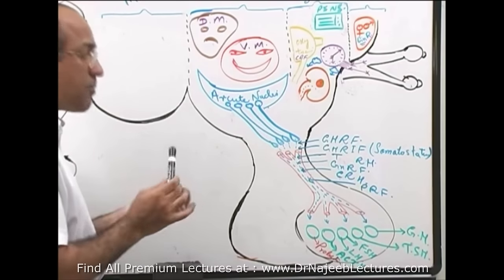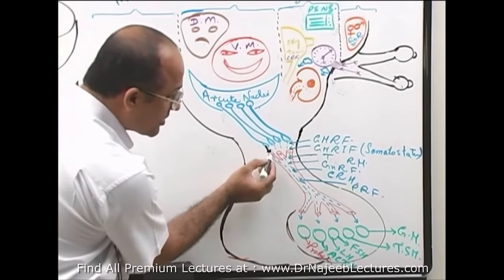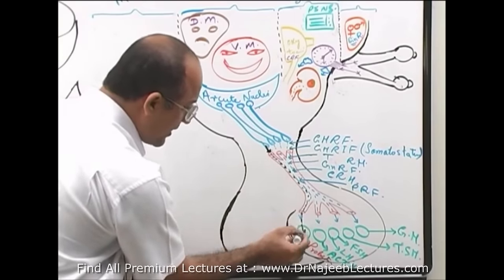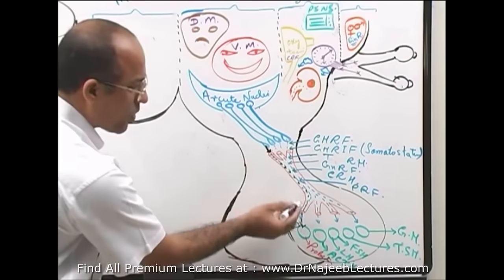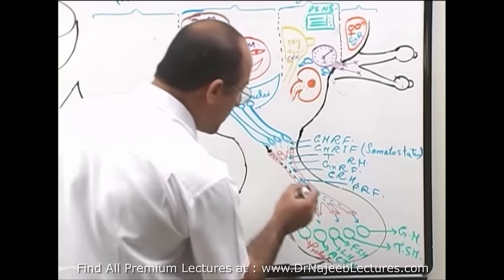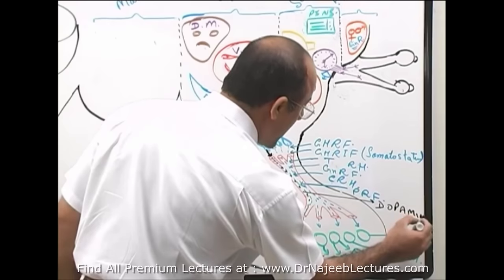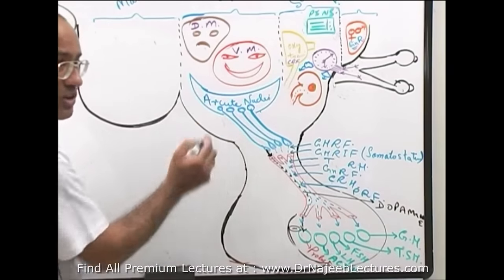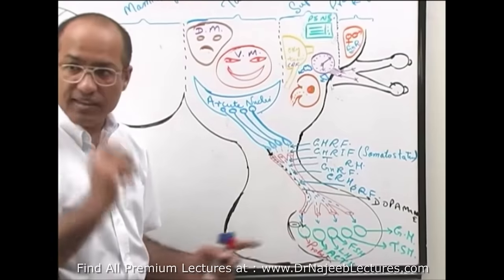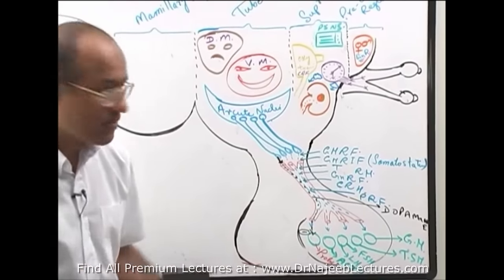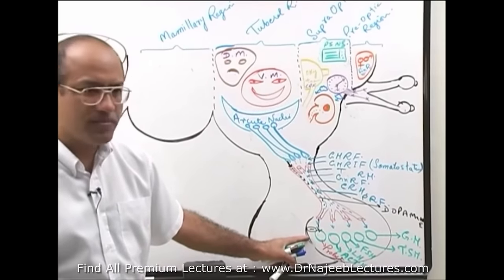Right? But more importantly, there is another substance which is released by these neurons. This substance passes through the system and comes here, and it inhibits the release of prolactin. This substance is called prolactin release inhibiting factor. Later on we discovered this substance is actually dopamine. So some of the neurons in the arcuate nucleus produce dopamine, which goes through the hypothalamic hypophyseal portal system to the anterior pituitary, and this dopamine acts as an inhibitory factor for the production of prolactin. Am I clear? There's no problem here.